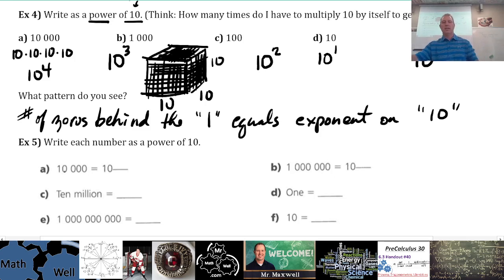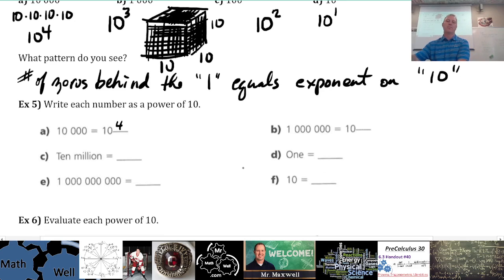So let's take a look at this. Each number is a power of 10. I've got 4 zeros here, so this is 10 to the power of 4. This is a million. It's got 6 zeros. That's 10 to the power of 6. Well, not 7 because there's 7 digits, but there's 6 zeros. So you just count the zeros. All right, 10 million. We could write out 10 million, or we could say, hey, 10 million has 1 more zero than 1 million. So 10 million is 10 to the power of what? 7. Yeah, it's got 1 more zero than 6, so 7.